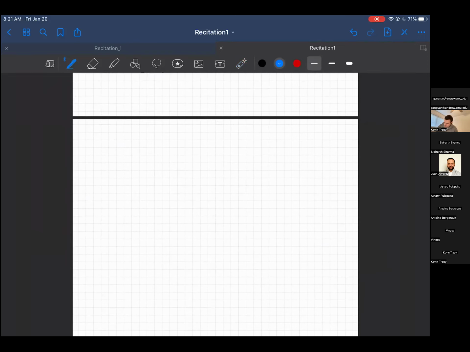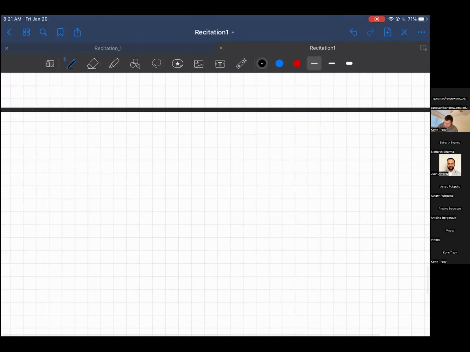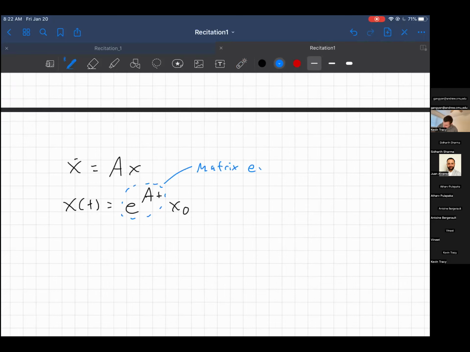So now we'll talk about if I have the same thing, except now I have x dot equals some matrix A times x, where x is a vector. So this is no longer a scalar. Turns out I can do the exact same thing. I can say x of t equals e^(At) times x0. And the one difference is that this is the matrix exponential. So if you haven't seen the matrix exponential, just go ahead and look it up on Wikipedia.